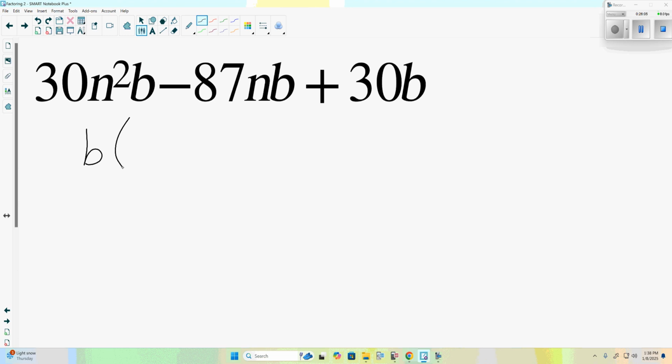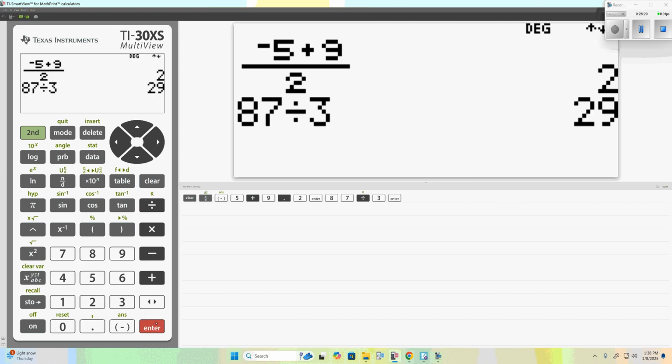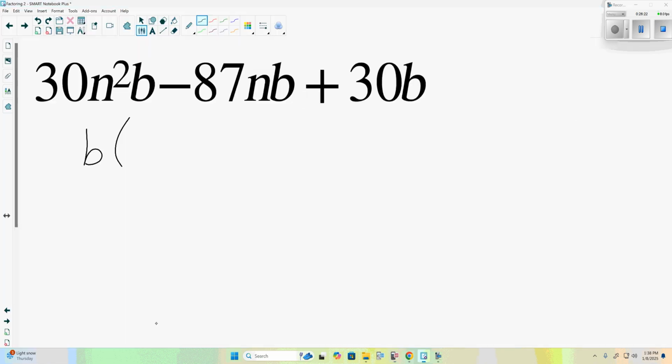So we're really looking at a common factor between 30 and 87. 3. Because 3 will go into 30, for sure. Now the question is, will it go into 87? 87 divided by 3 is? So here the greatest common factor between these three terms is 3b.